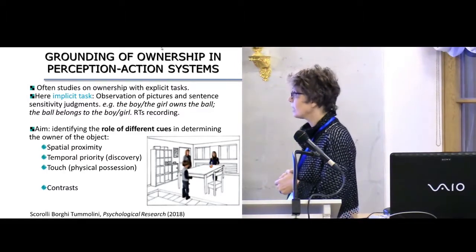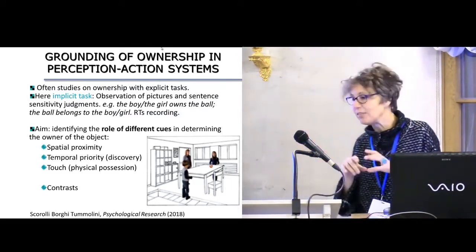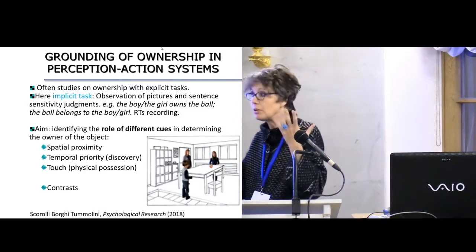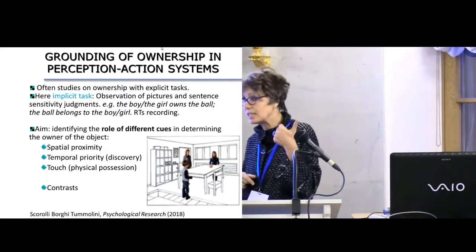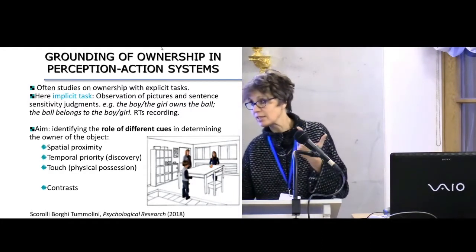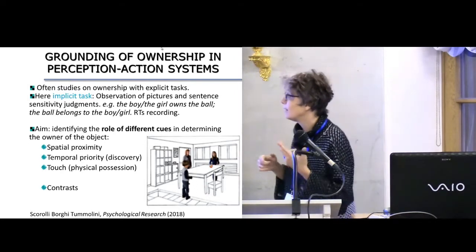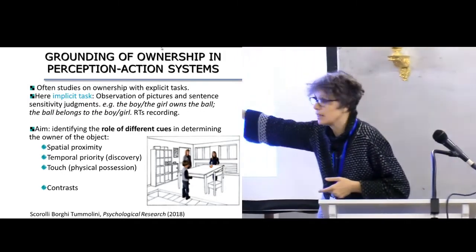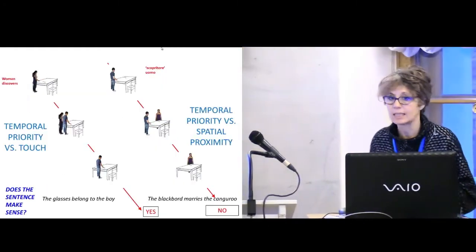We recorded response times, and the aim of the study, I'm not going into the details of it, is to identify the role of different embodied cues in determining ownership. We wanted to study spatial proximity, temporal priority, so the first person who discovers an object, is he or she perceived as the owner of the object, and touch, so the idea of physical possession. And we also contrasted these elements. An example of contrast is this.